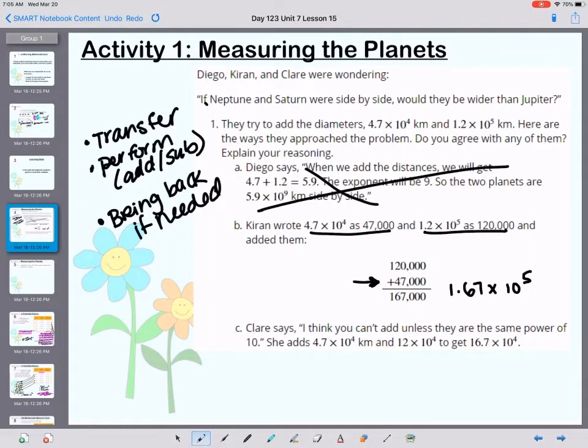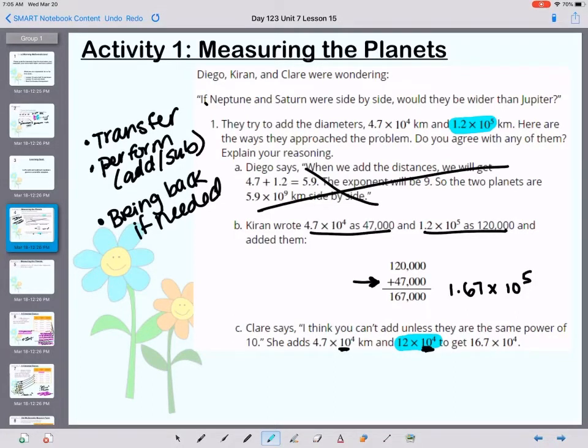And then Claire says, I think you can't add unless they have the same powers of 10. So that is the only way that you can add their coefficients, is if their power of 10 is exactly the same. So if I have 10 to the 4th and 10 to the 4th, I can add them together. But initially, I have 1 2/10 times 10 to the 5th. So how did that change to 12 times 10 to the 4th for Claire? She moved the decimal.